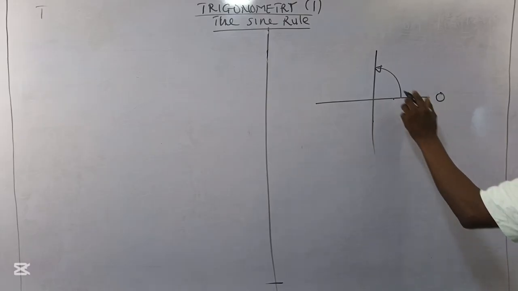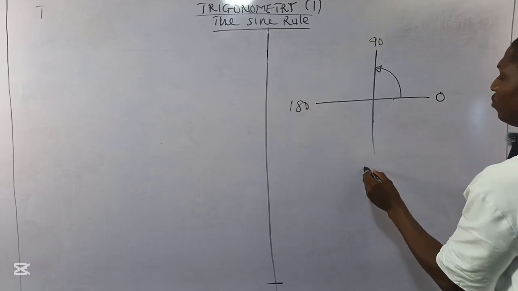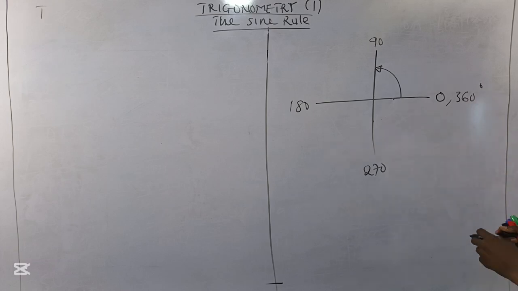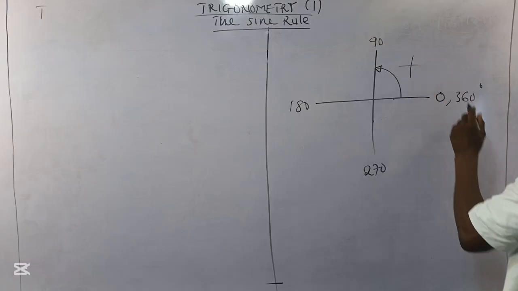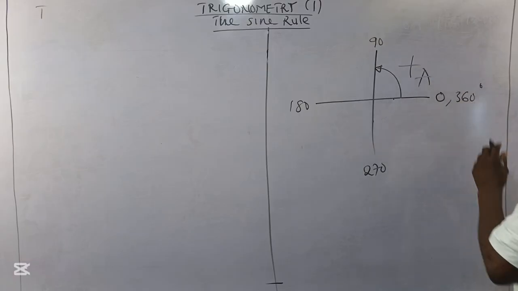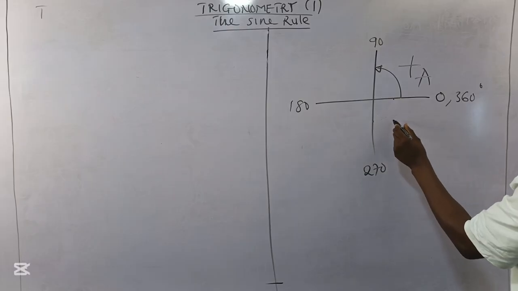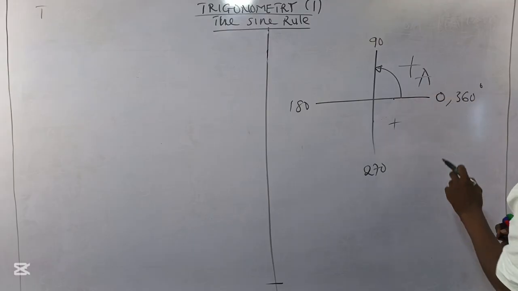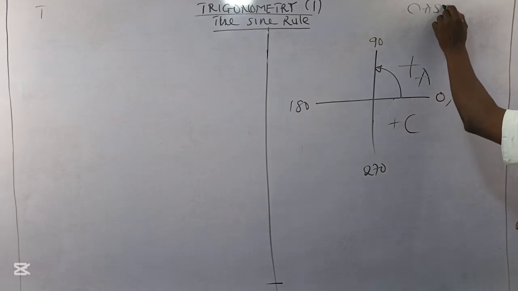If this is 0, then here should be 90, here should be 180, here should be 270, and here becomes 360 degrees. Now, this happens to be positive, and it carries A. You come down, this becomes positive as well, but you have here C.